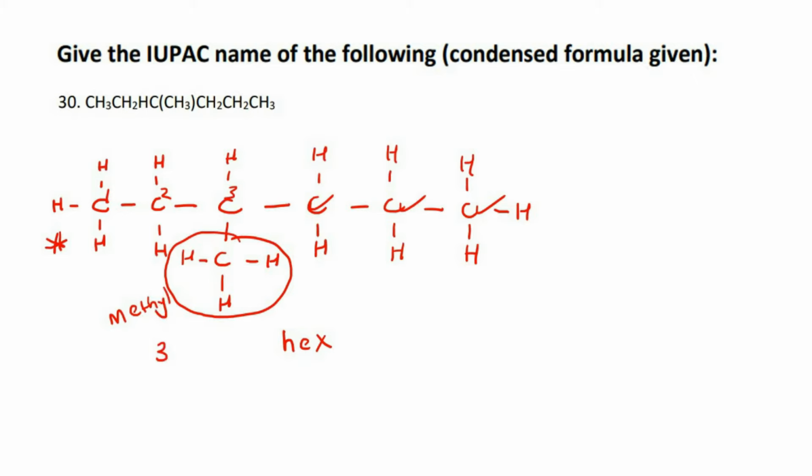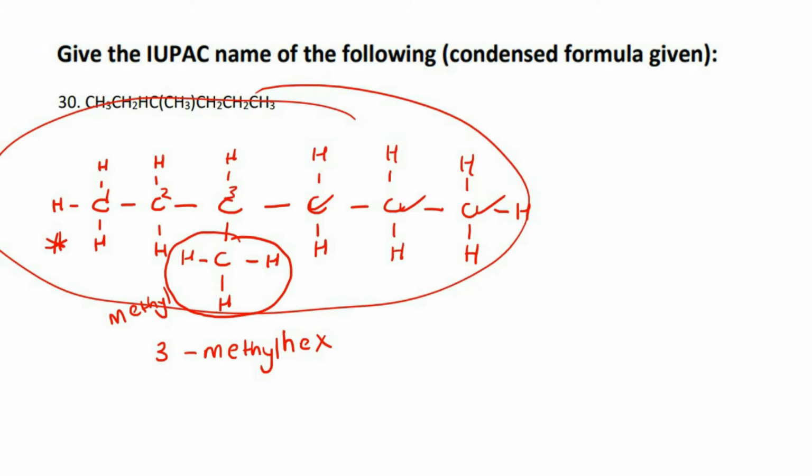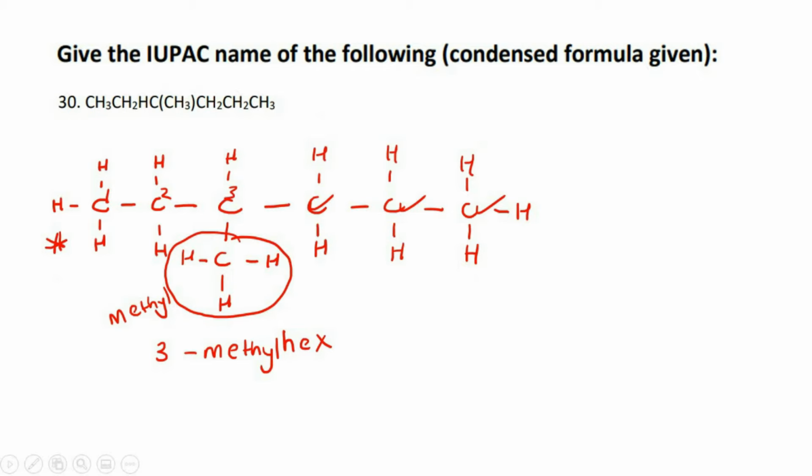So we can say that on carbon 3 there is a methyl, and then this whole molecule, is it an alkene, alkyne, alkane, carboxylic acid? Well, it's an alkane. So you end an alkane with just naming it, like that. So there is the final answer.